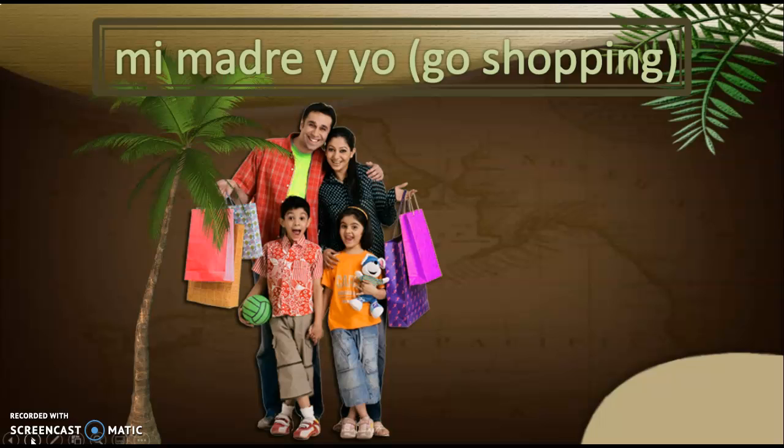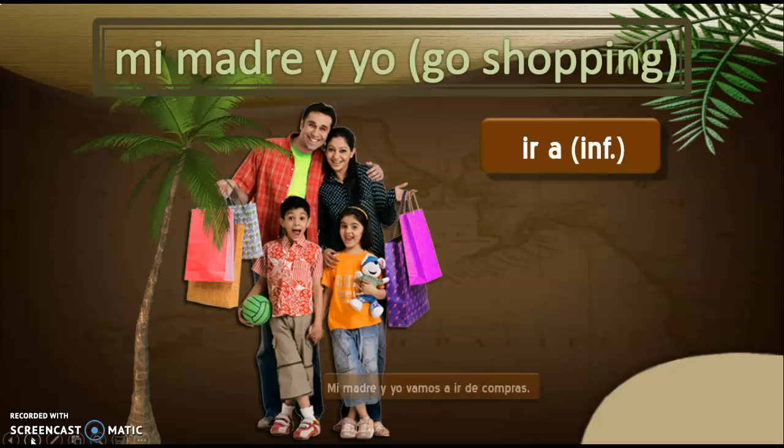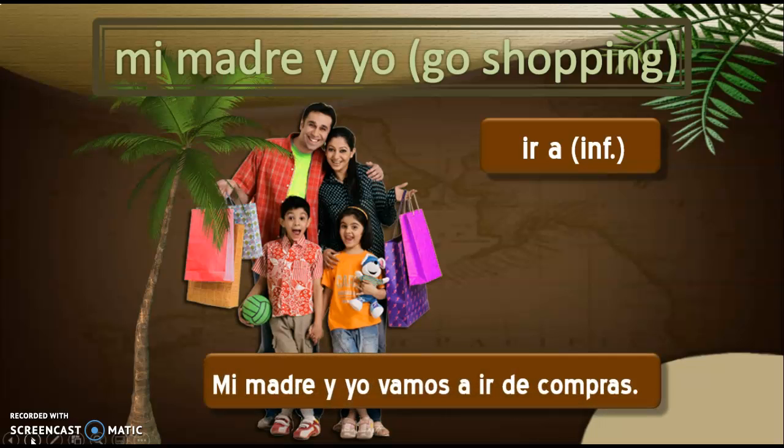Mi madre y yo, and we want to say to go shopping. So we're going to use the expression ir plus a and then the infinitive for go shopping. So we're going to say mi madre y yo vamos a ir de compras. Vamos a ir de compras. Vamos is in the form for nosotros, and ir de compras, ir stays in the infinitive form.